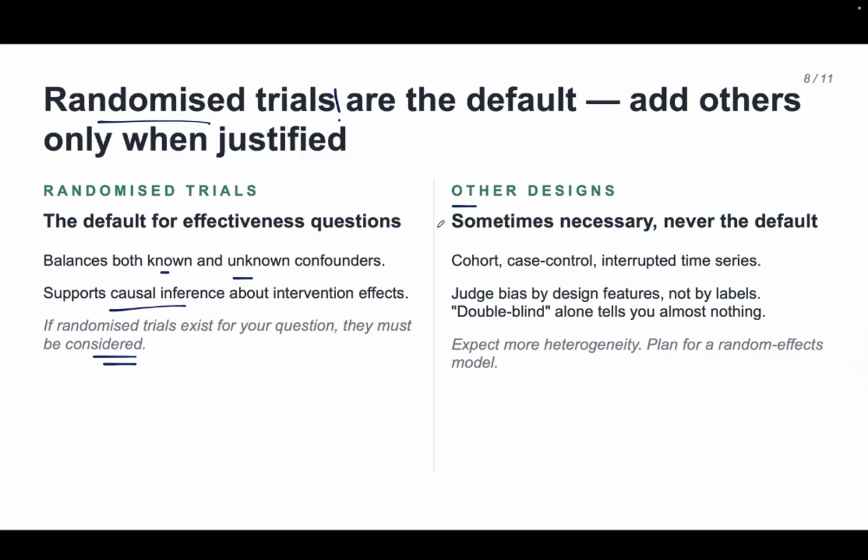Do not get distracted by labels. Double-blind randomized controlled trial sounds rigorous, but if you do not know who was blinded and how, the label tells you nothing. Focus on design features. Was the allocation sequence concealed? Were participants and outcome assessors blinded? Was follow-up complete? Those features predict bias far better than any label. We will come back to this when we cover the risk of bias assessment.